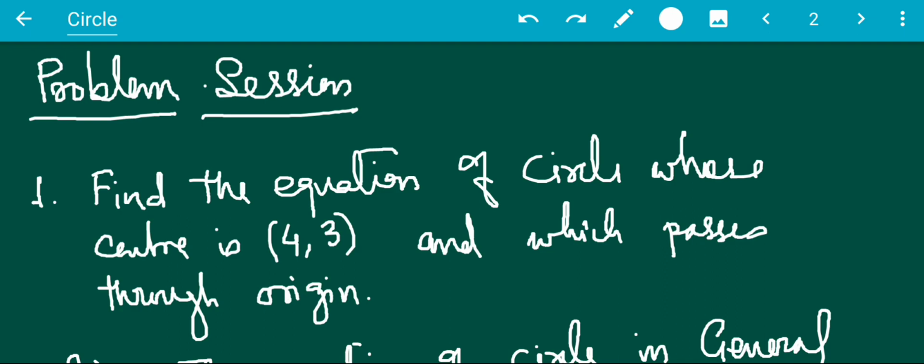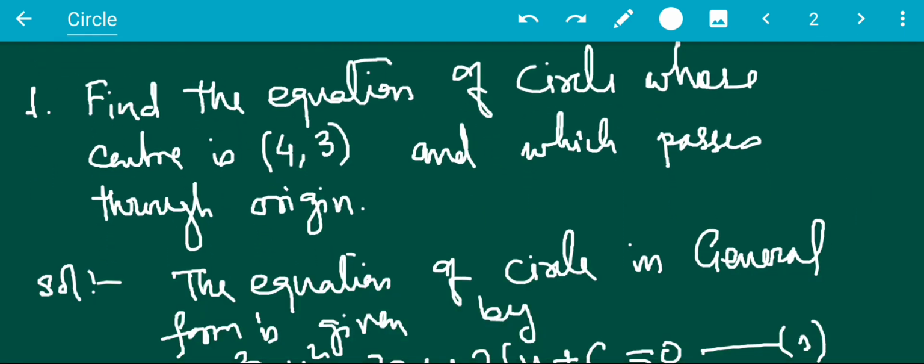Okay. Now the first question is, find the equation of the circle whose center is 4, 3 and which passes through the origin. Okay, origin means 0, 0. So the circle passes through origin and it has center 4, 3. So how to find the equation?